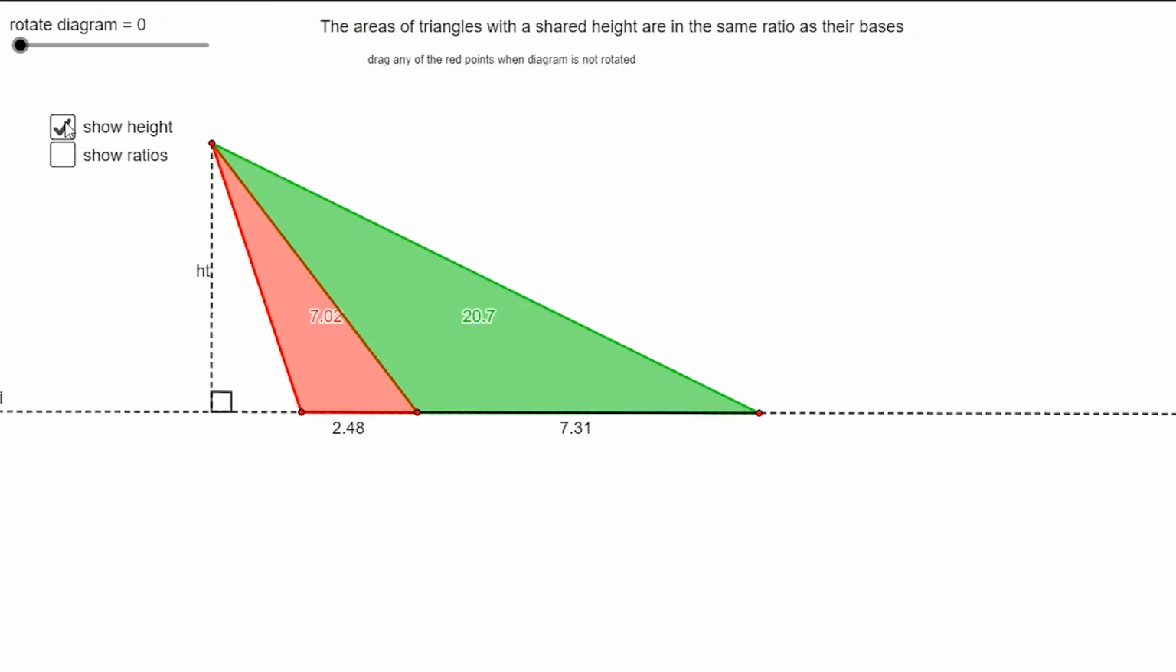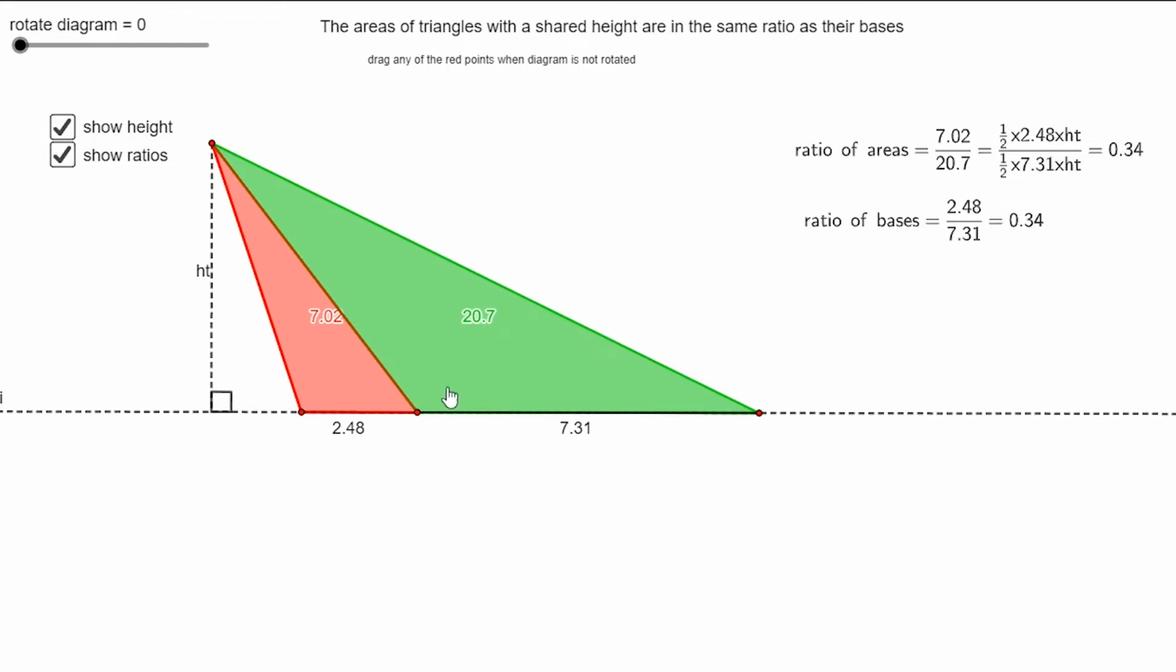Okay, so now let's take a look at the ratio of their areas. So if we look at the red one's area, it'll be half the base of 2.48 times this height. The green one's area will be half the base of 7.31 times the height. And if we look at this calculation over here, the halves divide out, the heights divide out, and we actually get just the ratio of the bases.